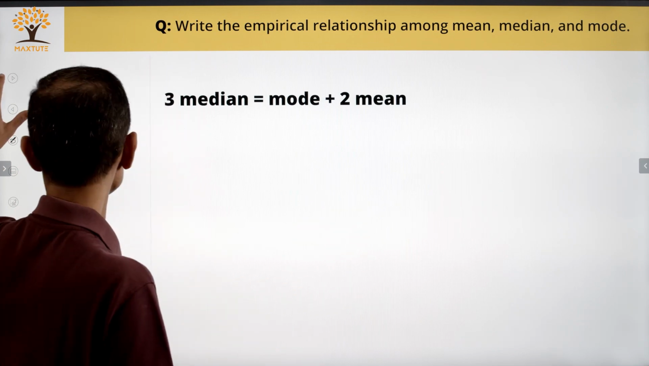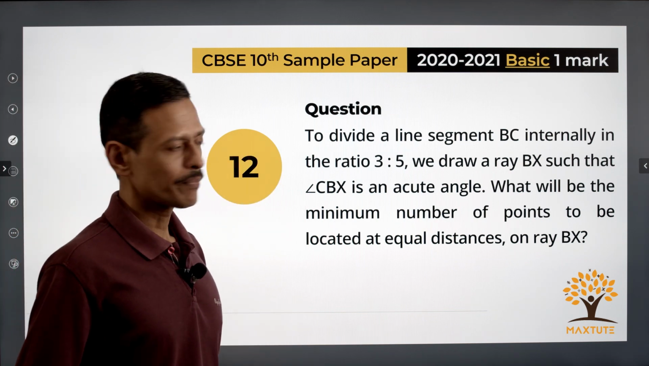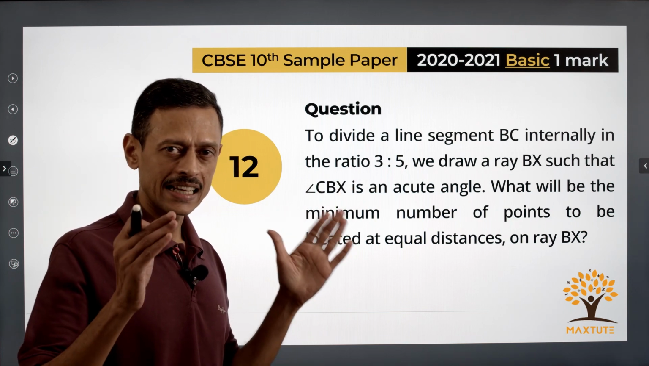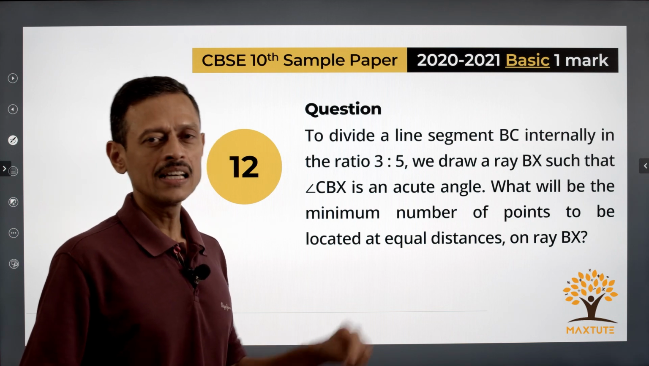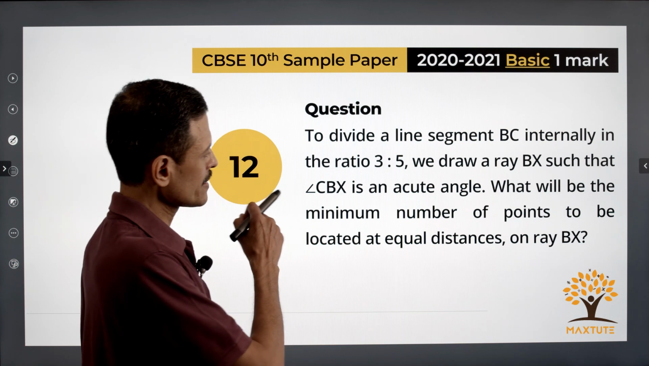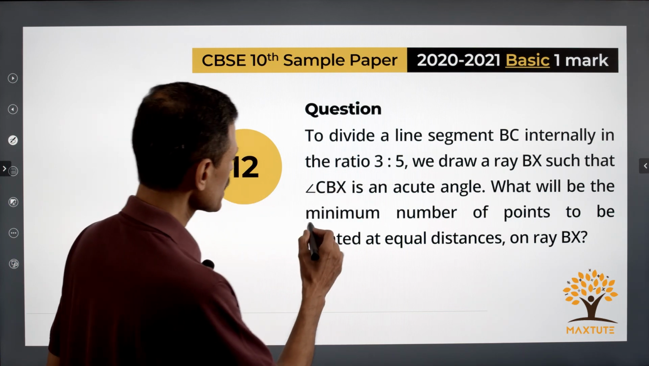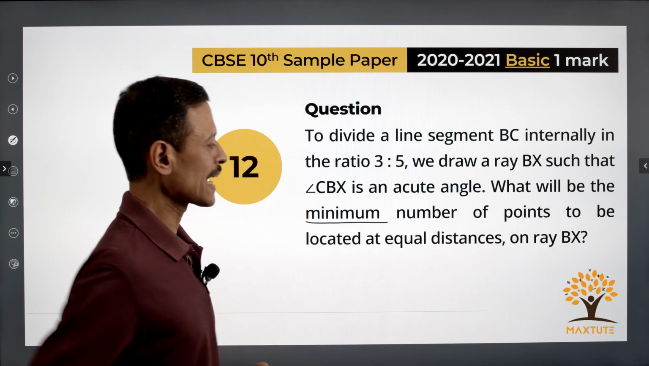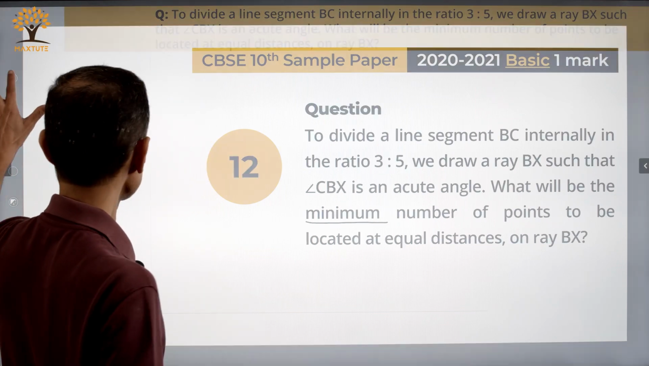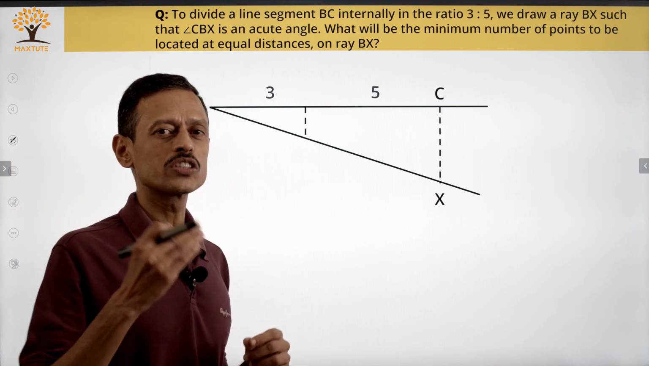The last question, which is the 12th question in this video, is this. To divide a line segment BC internally in the ratio 3:5, we draw a ray BX such that CBX is an acute angle. What will be the minimum number of points to be located at equal distances on ray BX is what the question is, right? I will show it with a diagram in the next slide. So here we have line segment BC to be divided internally in the ratio 3:5.